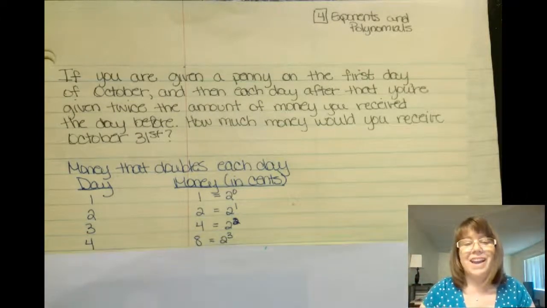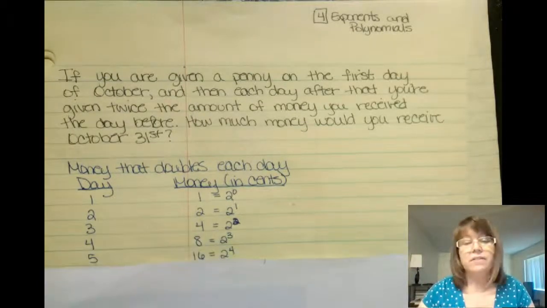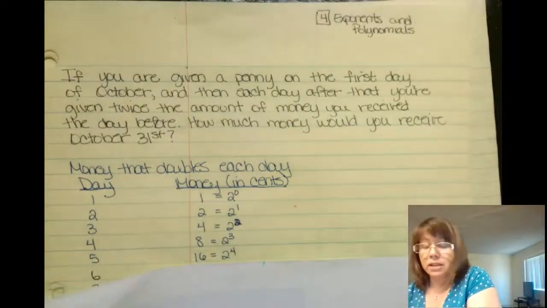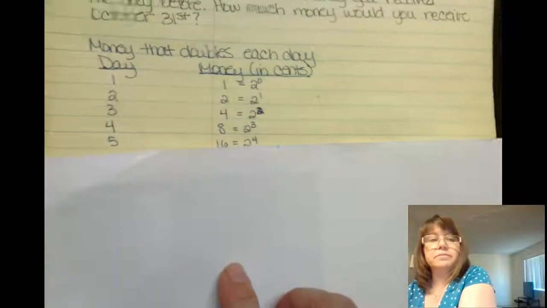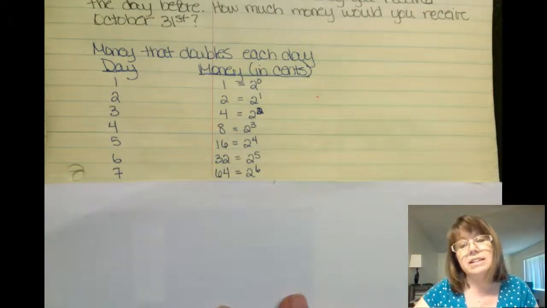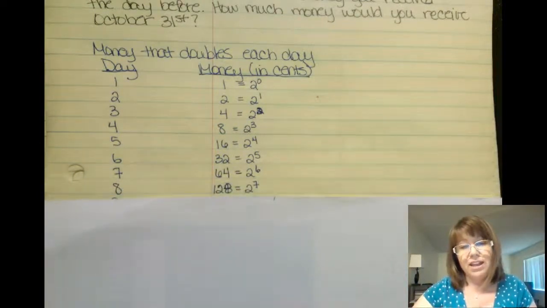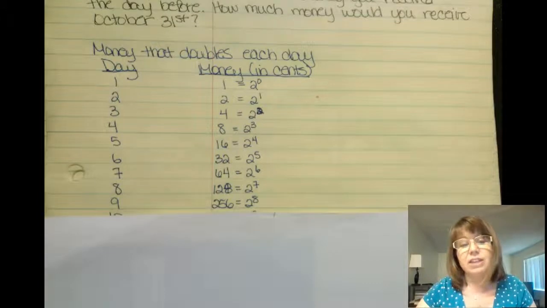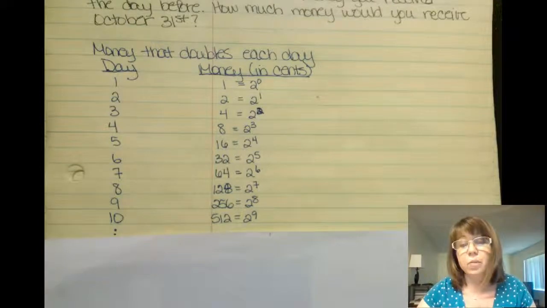On the 4th day, I get 8 cents, woohoo, which is 2 cubed. On the 5th day, I get 16 cents. Okay, well 16 cents is definitely better than a penny. So let's keep going. On the 6th day, I get 32 cents. On the 7th day, I get 64 cents. And on the 8th day, woohoo, I broke $1. I get $1.28. On the 9th day, I get $2.56. On the 10th day, I get $5.12. Wow. This is starting to grow. Every day it's starting to grow.